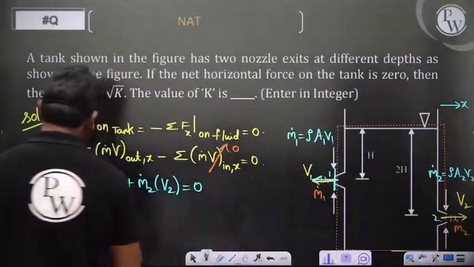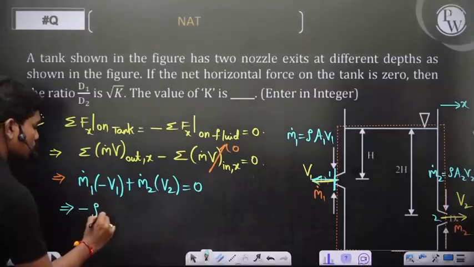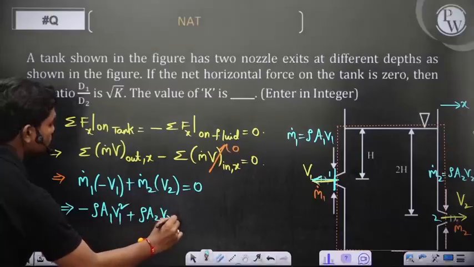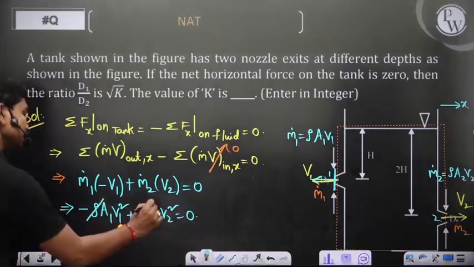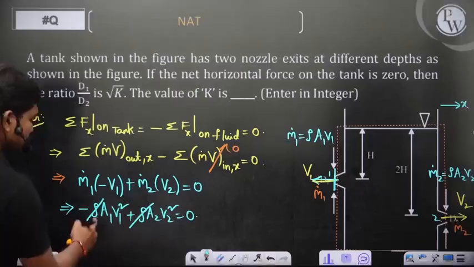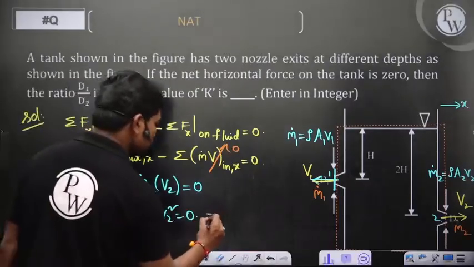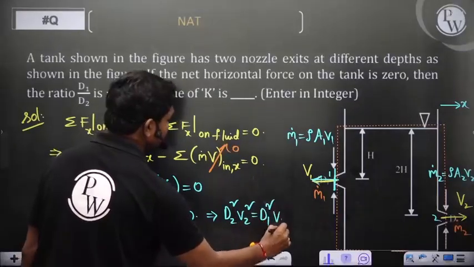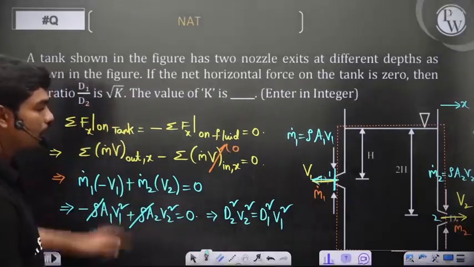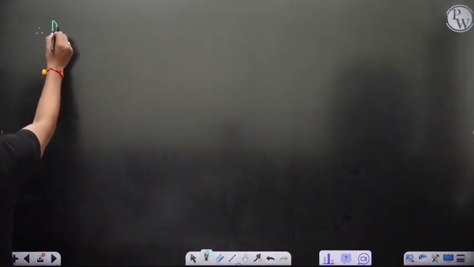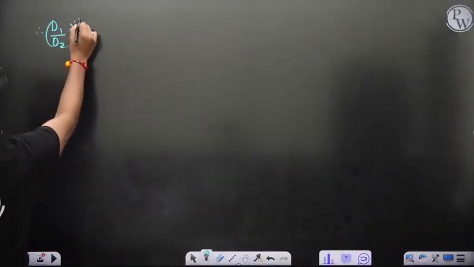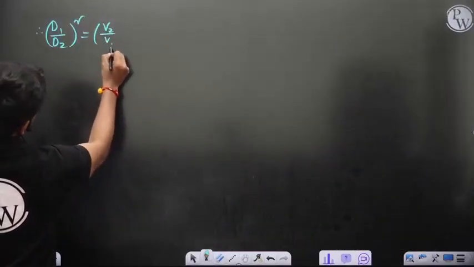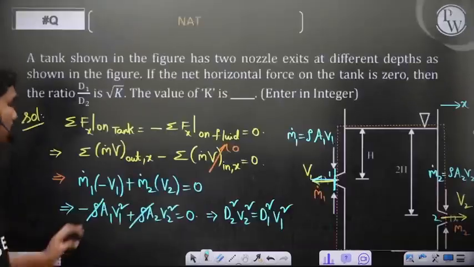Okay, so this implies minus rho a1 v1 into v1, so v1 square, plus rho a2 v2 square is equal to 0. So density can be cancelled because it's common in both cases, and area is pi by 4 d square. So this equation finally gives us d2 square v2 square is equal to d1 square v1 square. And we need the value of d1 by d2. So therefore d1 by d2 whole square is equal to v2 by v1 whole square. Okay, so this is the value.